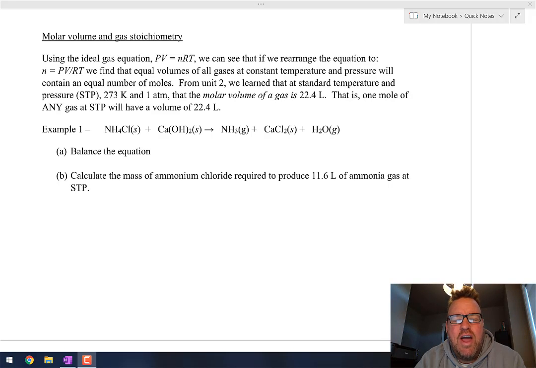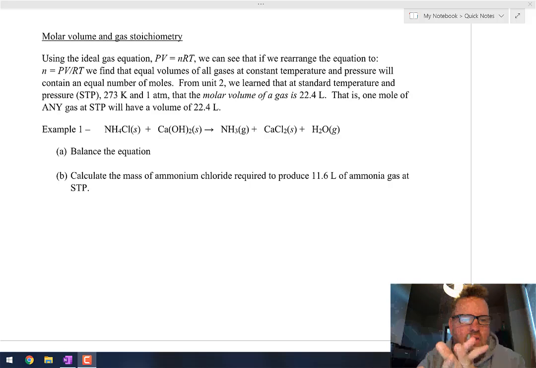So we've talked about how you can use stoichiometry with grams, converting grams to moles, and then using the stoichiometry of the balanced equation to convert from moles of one thing to moles of something else. And then we've also talked about how you can use the concentration and the volume to get moles, and then also do stoichiometry. So now we're going to look at a couple of examples involving gases and how we can use gases with stoichiometry as well.